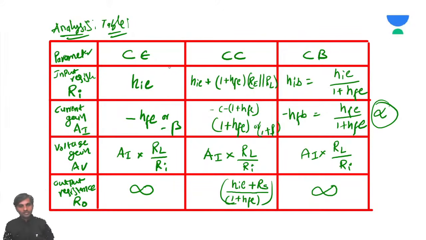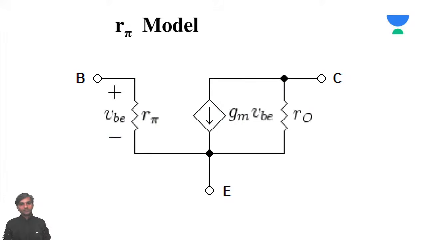So this is what the analysis table is about. Next, we have another model called the RPI model. In this RPI model, you can see this resistance. This resistance is called RPI. This is the pi model. So far, what we discussed is the H parameter model.